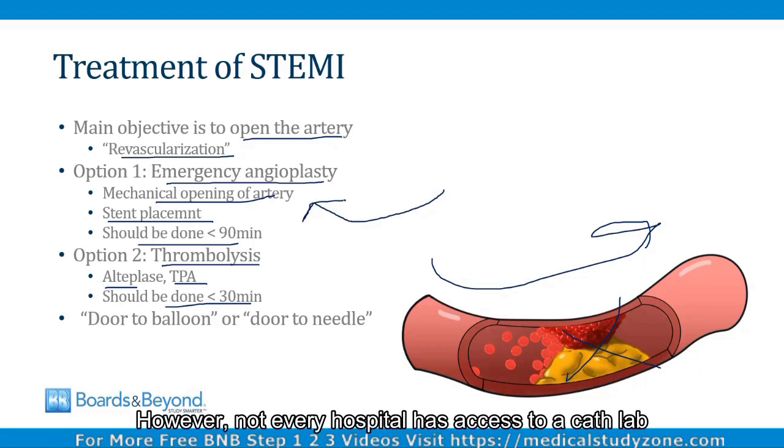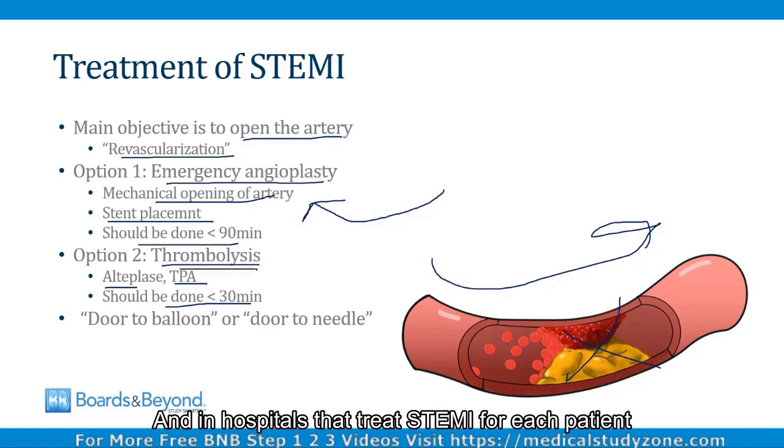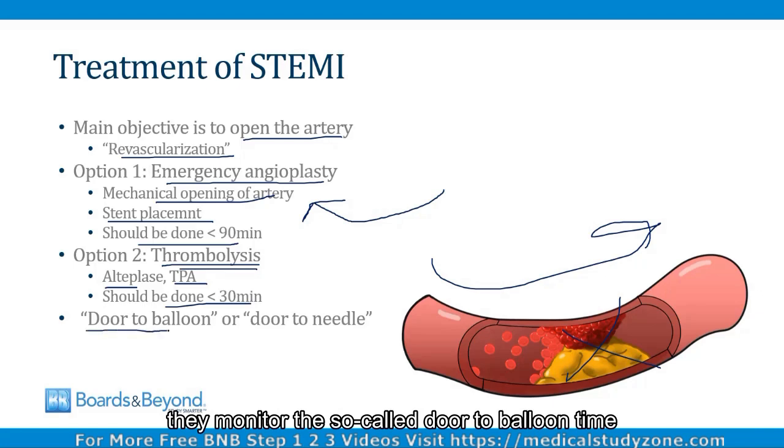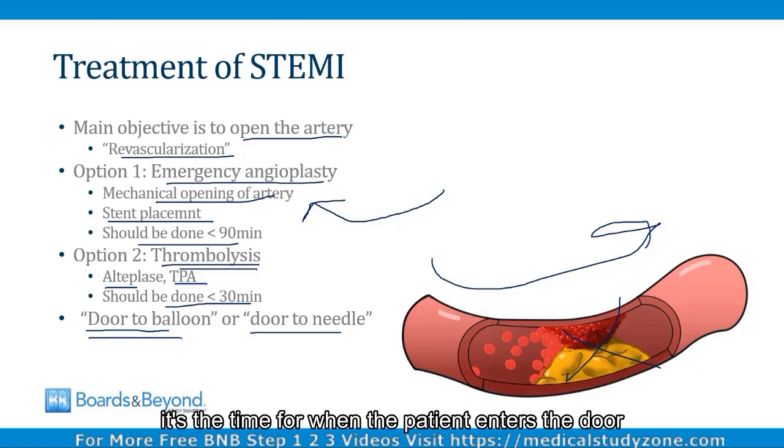However, not every hospital has access to a cath lab and an emergency angioplasty team, so in those locations, thrombolysis is used. And in hospitals that treat STEMI, for each patient, they monitor the so-called door-to-balloon time or door-to-needle time. The door-to-balloon time is for hospitals that do emergency angioplasty. It's the time from when the patient enters the door to the hospital to the time when a balloon is inflated in the artery to remove the thrombus and restore blood flow.